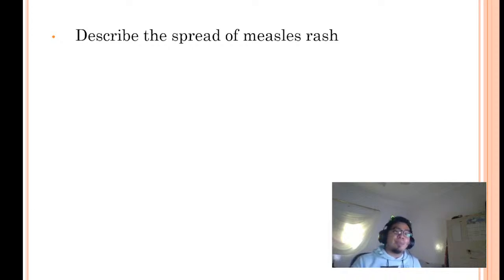So describe the spread of a measles rash. Unlike chickenpox, it doesn't start from the periphery. It actually starts from the face, appears on a downward spiral, and then it disappears. It starts from the face, and it disappears downward as well. So, a facial rash that spreads down. The rash from the face disappears first, and then it goes down again.